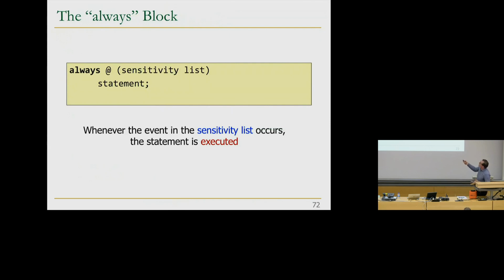Always at some sensitivity list, you execute some statement. Basically, this says that whenever the event in the sensitivity list occurs, the statement is executed, otherwise it's not executed. That's how you put memory into your block, right? That otherwise part is memory. You remember what was there before. But when the sensitivity list changes, you execute this and you basically capture the value.